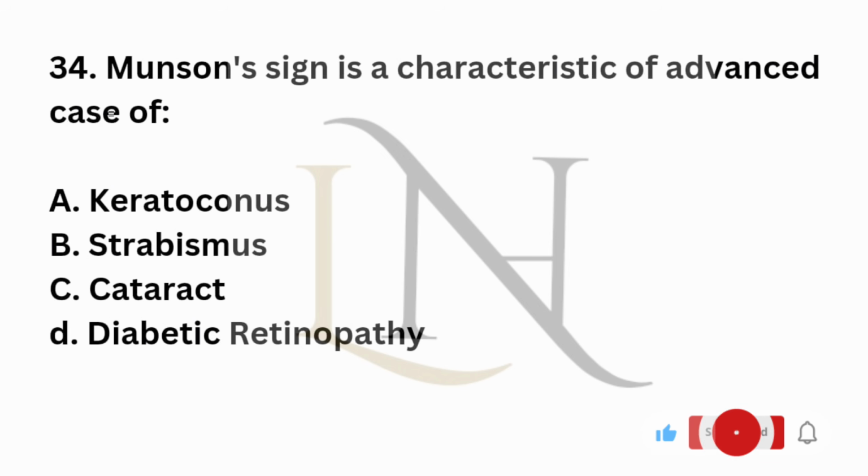Next, Munson's sign is a characteristic of advanced cases of option A, keratoconus. Option B, strabismus. Option C, cataract. Option D, diabetic retinopathy. Correct answer.